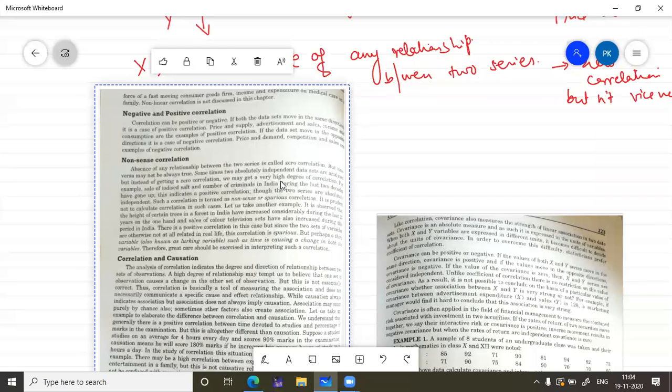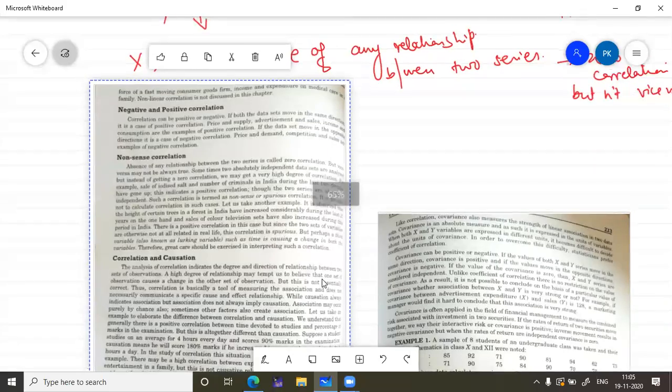Suppose we have two independent data sets which are analyzed, but instead of getting a zero correlation, we may get a very high degree of correlation. For example, suppose we have data for the sale of iodized salt and the number of criminals in India during the last 2 decades. They have both gone up in the same direction. So it indicates a positive correlation, but these two series are actually absolutely independent of each other. इन दोनों में कोई रिलेशन ही एग्जिस्ट नहीं कर सकता. So this type of correlation we say is nonsense or spurious correlation. ऐसे relation को बोलते हैं nonsense correlation.